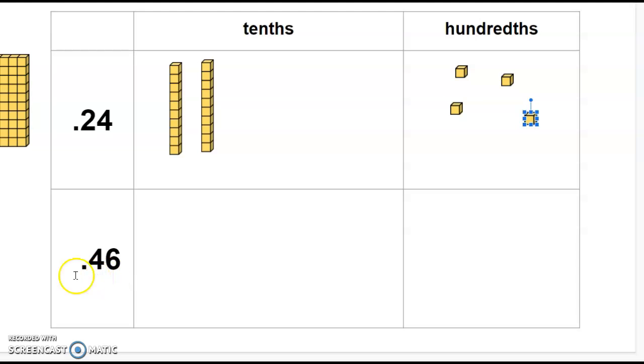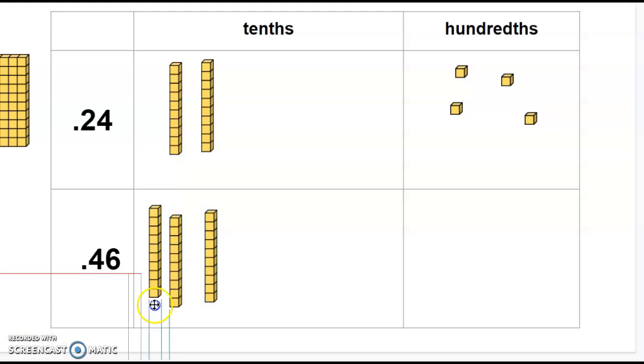Now I need to move how many over to this one? I need to move 4 tenths over. So 4 10 blocks. 1, 2, 3, 4. And then I need 6 hundredths blocks, because it's just going to take 6 of these to make 100.